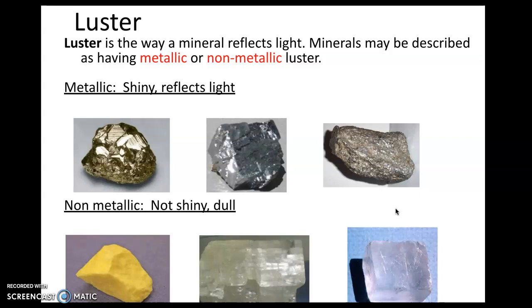Luster is the way a mineral reflects light. So we describe minerals as either being metallic or non-metallic. So metallic minerals are shiny, they reflect light. And non-metallic are not shiny or dull. And you can see some examples in the pictures there.